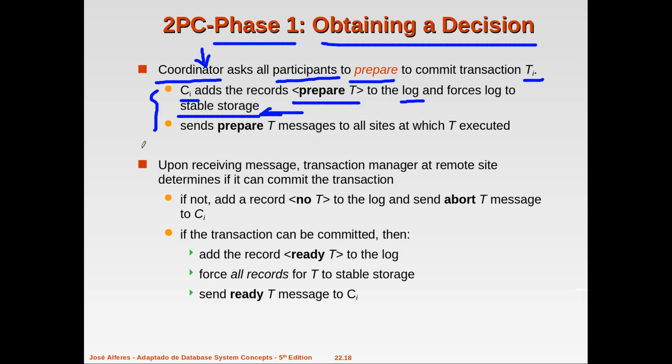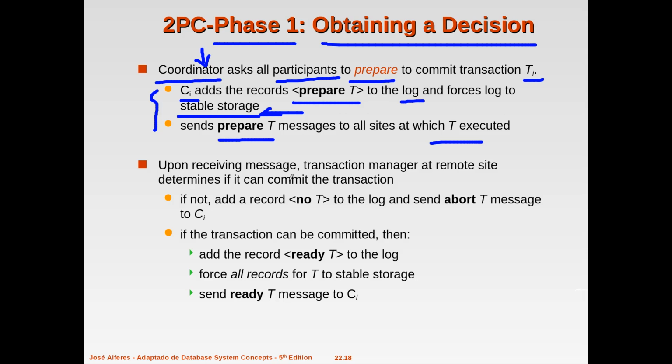Later, after adding that into the stable storage, it will send the prepare T message to all the sites where the transaction T is currently being executed. So the coordinator will make a message prepare T, store it locally in the log, then send the message also to all the sites where the transaction T is under execution. So the first part is over. These are part of phase 1. Phase 1 still has some more steps.